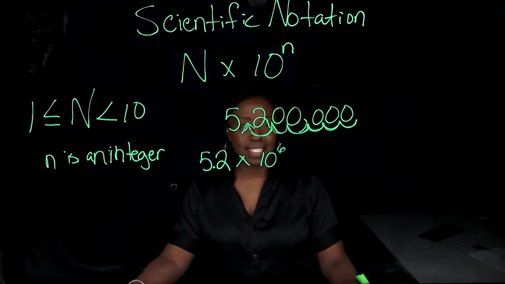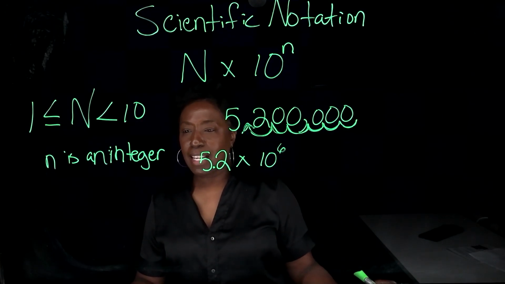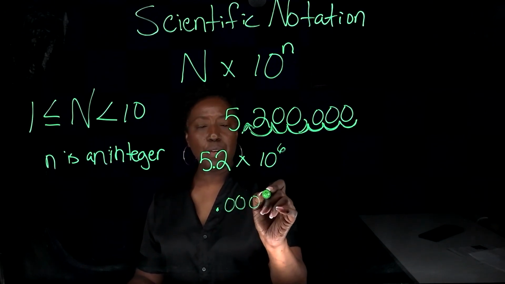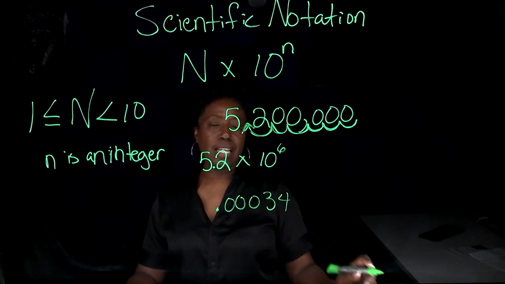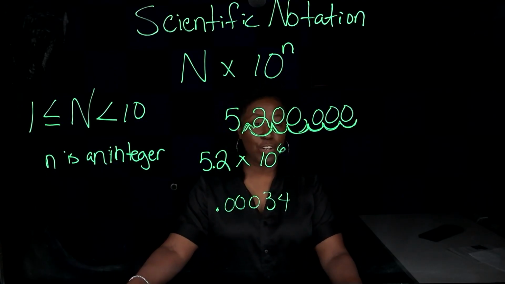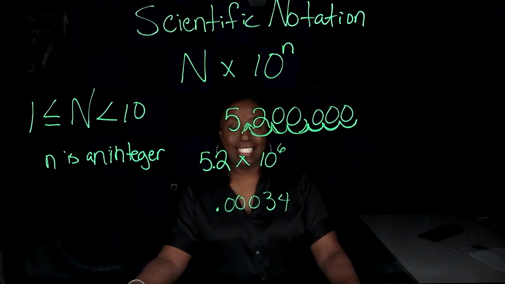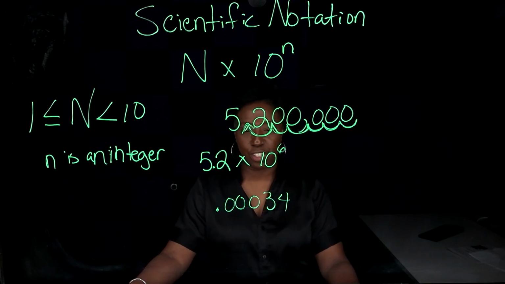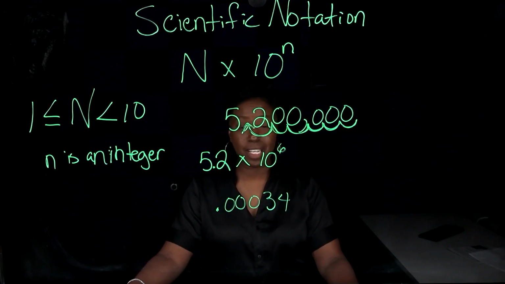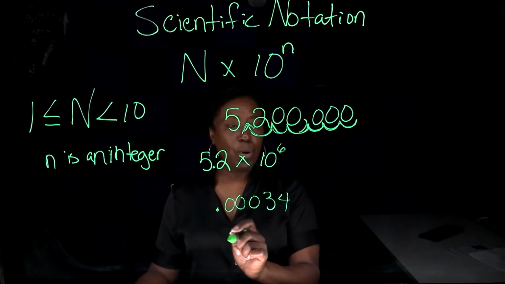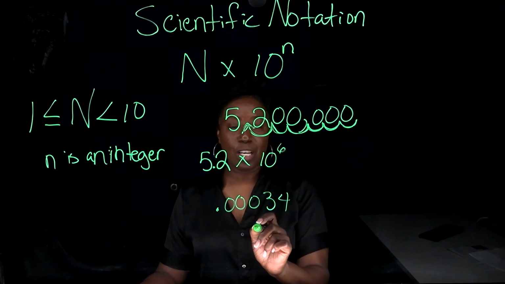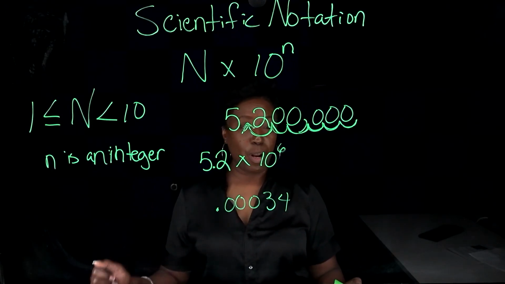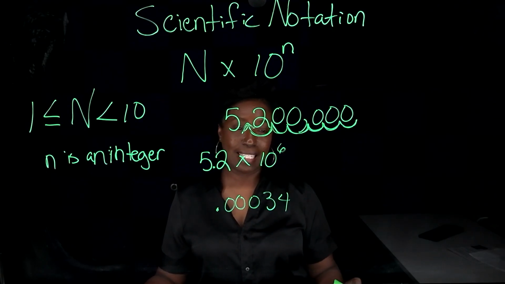Let's look at now an example of a small number. Let's say we have 0.00034. And this is read 34 hundred thousandths. And we want to write this number in scientific notation. Well, here again, we still want to move our decimal point, but this time, folks, we're moving our decimal point to the right. And again, we want to move it to the right until we get to a number that is greater than or equal to 1, but less than 10.